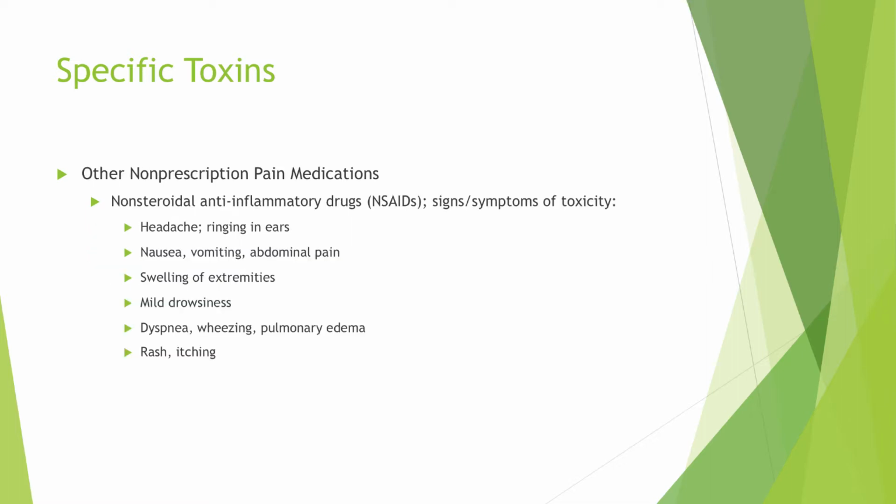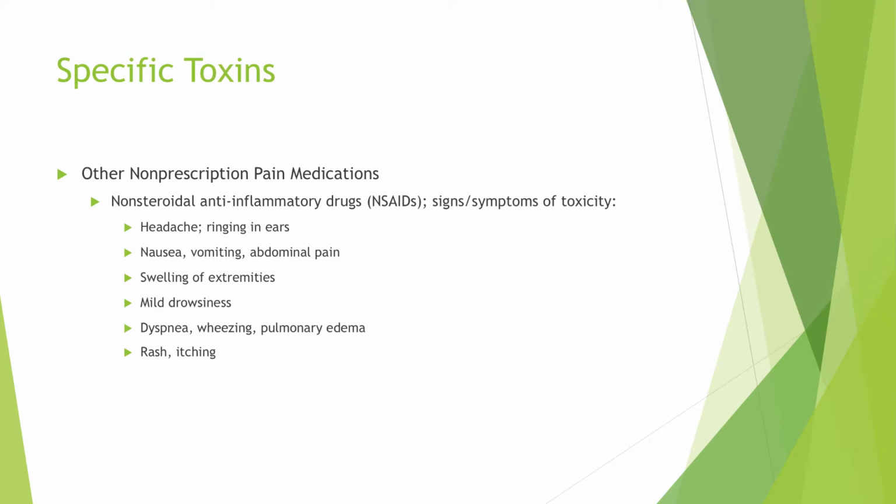Other non-prescription pain medications. So I said the NSAIDs, like we talked about. Any of those other things like Motrin or any of those other non-steroidals that we use commonly over the counter. The symptoms of toxicity for those are the headache and the ringing in the ears, which should tip you off. And actually that applies to aspirin also, because that is also an NSAID.